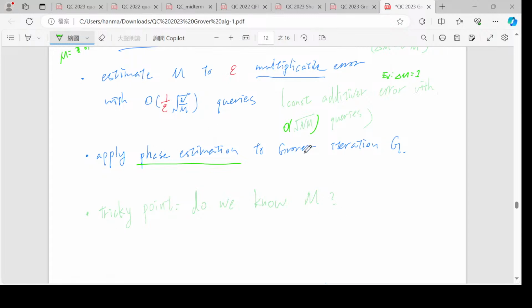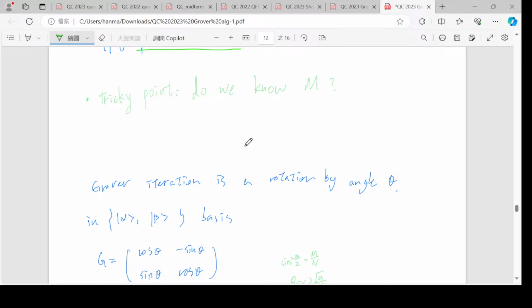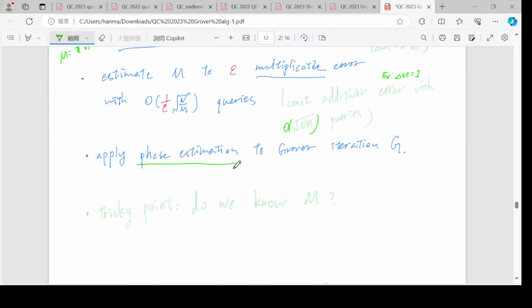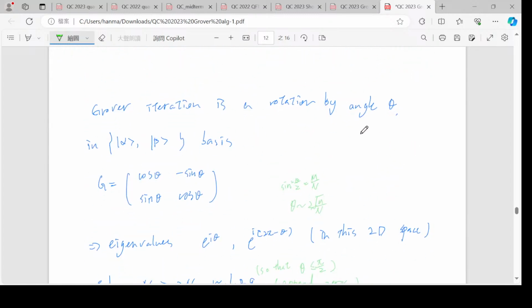Well, I guess it will. Yeah. To do this, we need to know n, but later we'll see that it still gives us some problem. Okay. But anyway, what happens when we do phase estimation on Grover iteration?